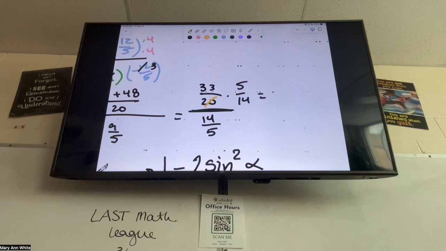And got a little bit of canceling here. 33 and 14, I don't think can simplify at all, can they? Nah, so it's gonna be 33/4 times 14. 56.